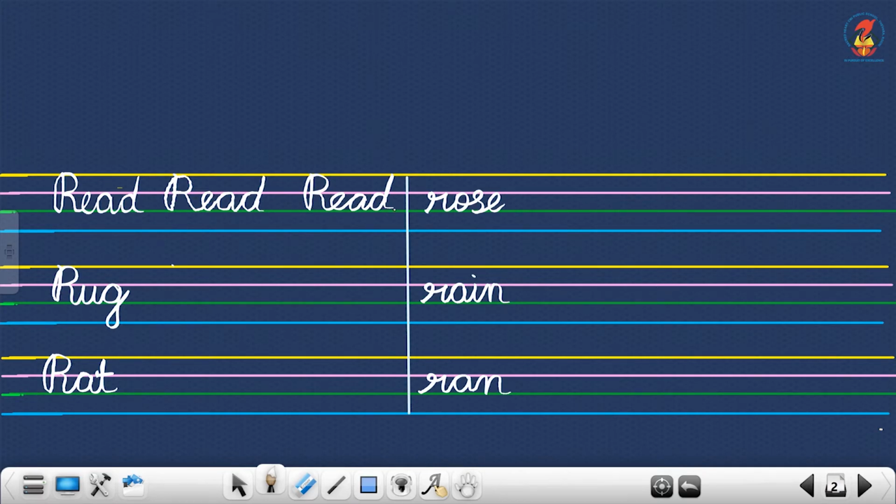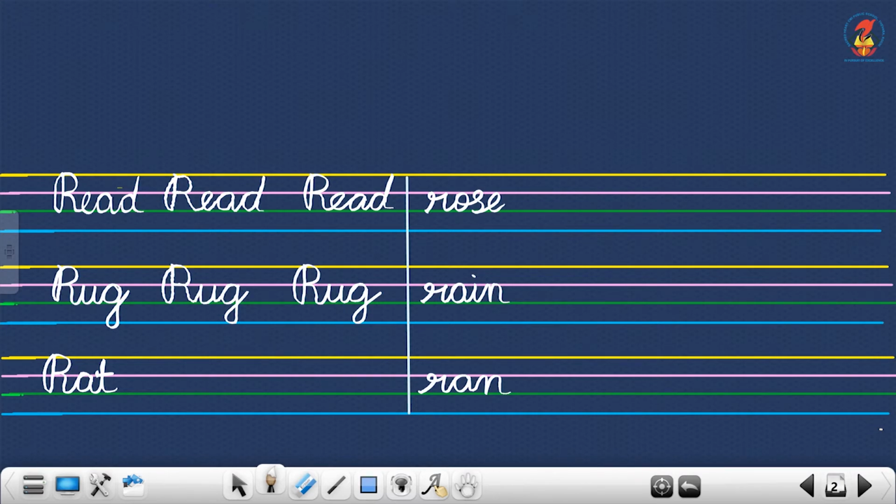Okay, now, write capital letter R from the first line to the third line, curve. Touch the first line, draw a curve on the second line, then from the second to the third line, draw a line, R. Then write U, R-U. Next, write letter G. R-U-G, rug. Okay, I'll repeat one more time. Capital letter R. Then U. G. Rug. R-U-G, rug. Now, what's the third word?